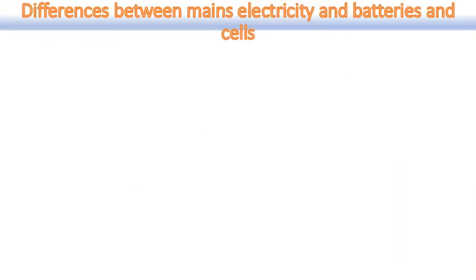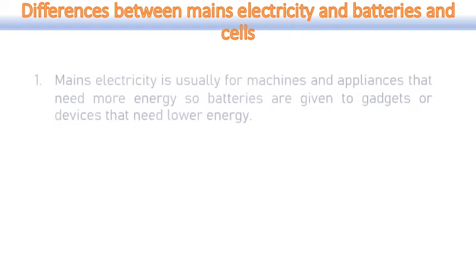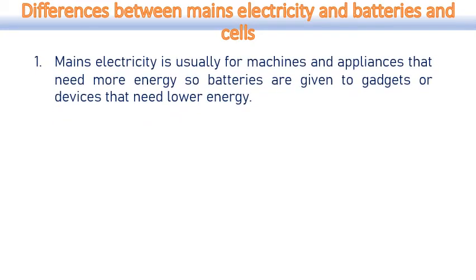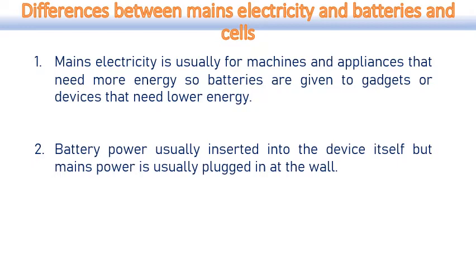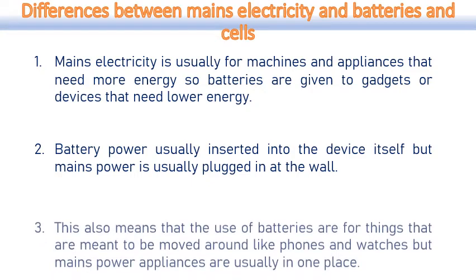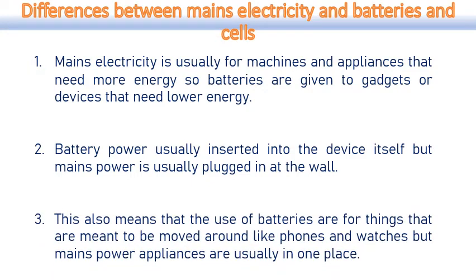Now, what's the difference between mains electricity and batteries or cells? First of all, mains electricity is usually for machines or appliances that need more energy, so batteries are given to gadgets or devices that need lower energy. Secondly, battery power is usually inserted into the device itself. But mains power is usually plugged in at the wall.